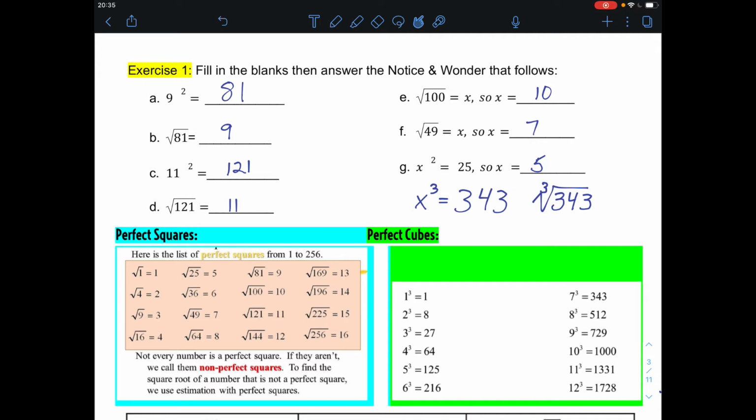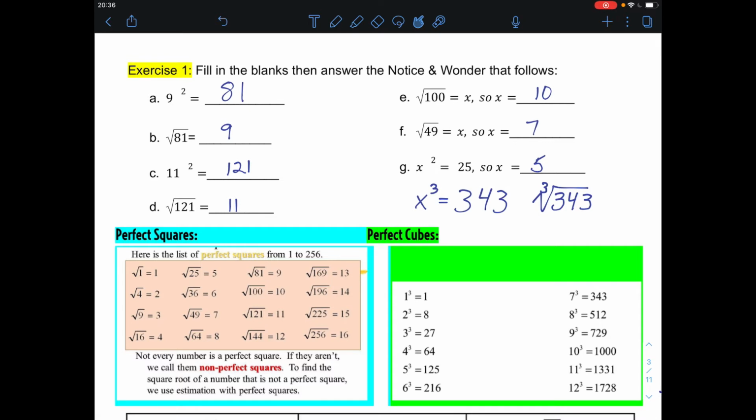Now with cube roots, you're mostly going to be working with our perfect cubes, which are numbers that are going to solve into our whole numbers. So you can use the perfect cubes listed below as a resource as you work through these problems.